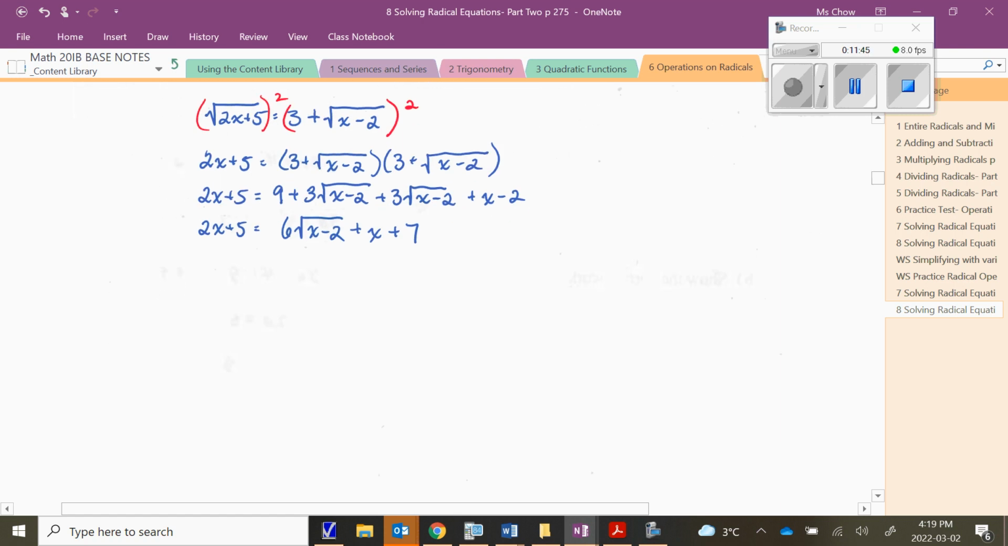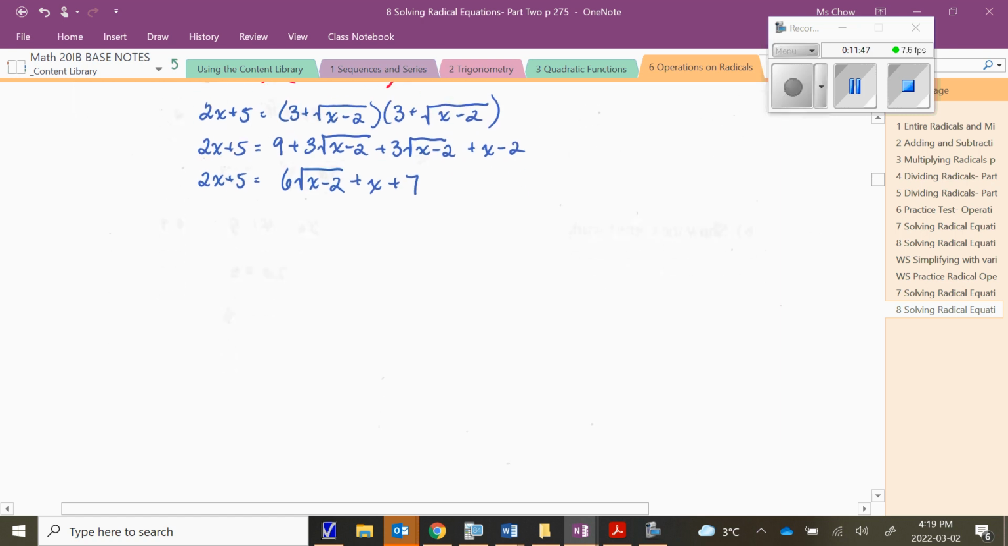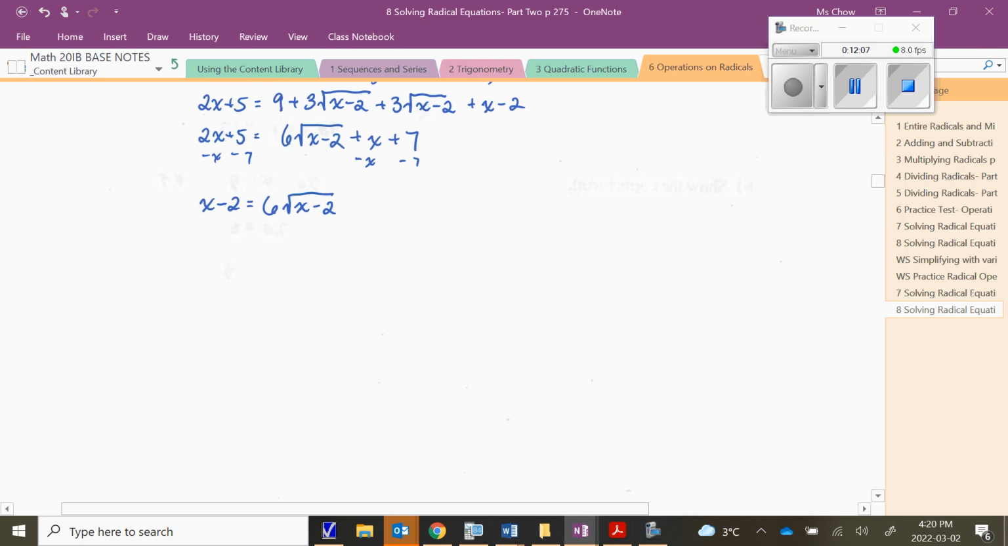And once again, we will isolate that radical. So we will subtract x from both sides. We will also subtract 7 from both sides. So then we have x minus 2 is equal to 6 root x minus 2. So at this point, there's no way that we can take out a common factor out of anything. So we will just go ahead and once again square both sides.